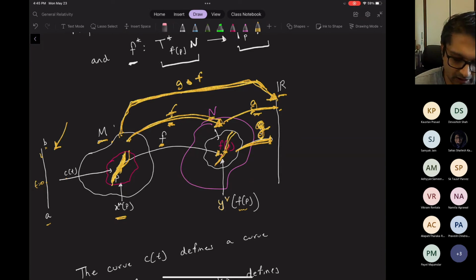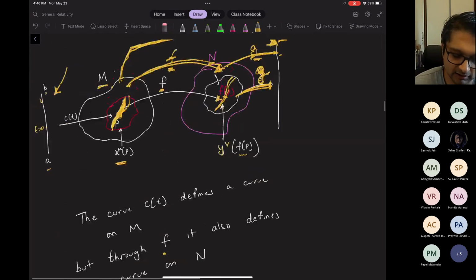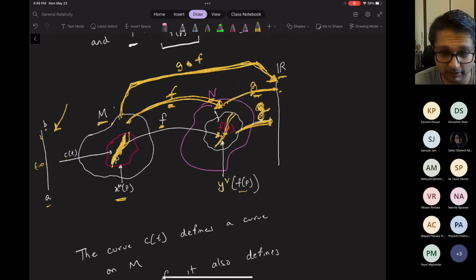So this is a derivative operator X of P acting on this function G circle F, and it's nothing but d of G circle F by dt. Instead of df by dt, note that F is not a function which takes me to real numbers. F is a function which takes me to N. So I don't define differentiation with respect to F. I rather define differentiation of G circle F, because G circle F takes me from M to real numbers.